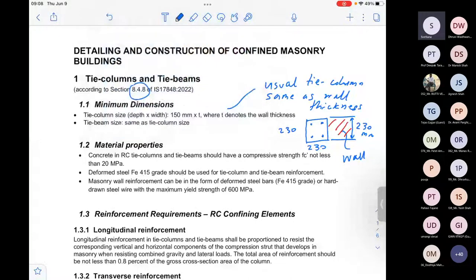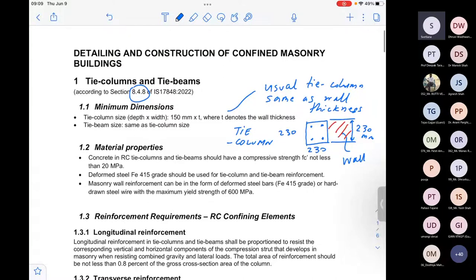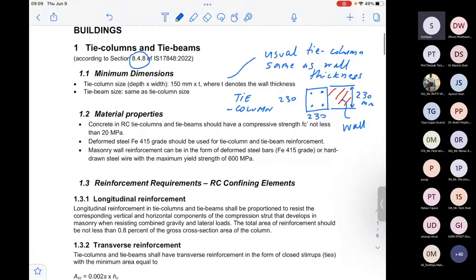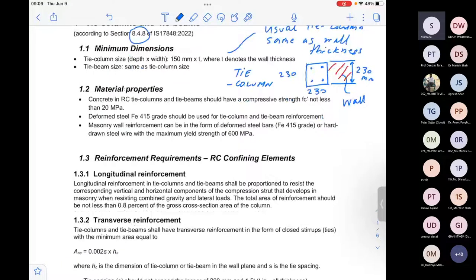And for the tie beam, again, there is no reason to have a larger dimension than that. It could be even smaller. It is 150 times T. So concrete in tie columns should have a compressive strength not less than 20 MPa.